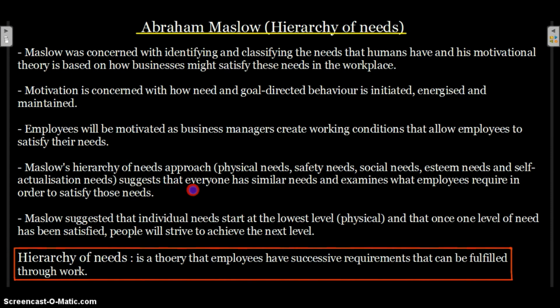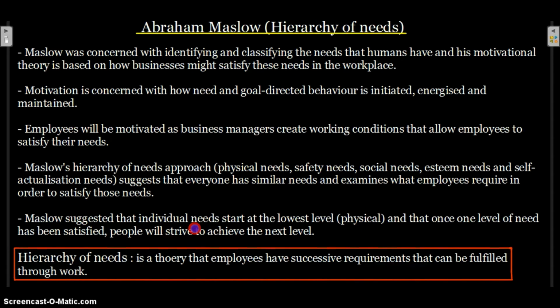Maslow's hierarchy of needs approach, physical needs, safety needs, social needs, esteem needs, and self-actualization needs, suggests that everyone has similar needs and examines what employees require in order to satisfy those needs. Maslow suggested that individual needs start at the lowest level, physical or physiological needs, and that once one level of need has been satisfied, people will strive to achieve the next level. That was the whole point of his hierarchy of needs.